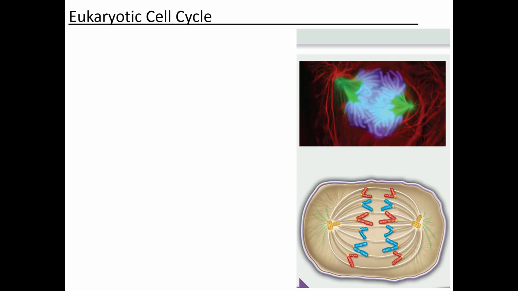So if this was a human cell, then you would have 46 chromosomes moving towards this pole, and then 46 chromosomes moving towards the opposite pole. So again, once you separate them, they're two distinct chromosomes.